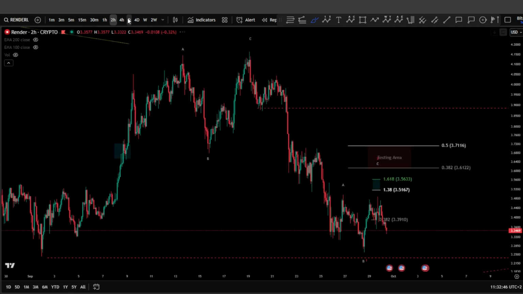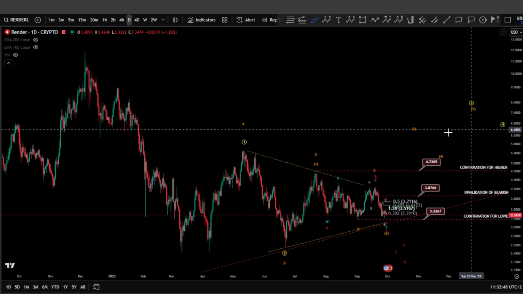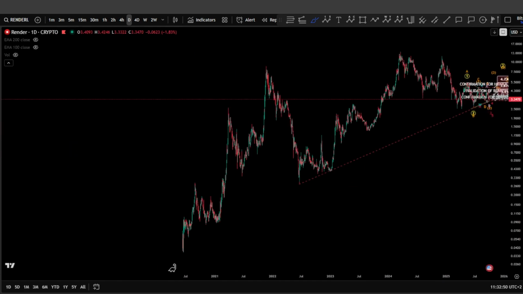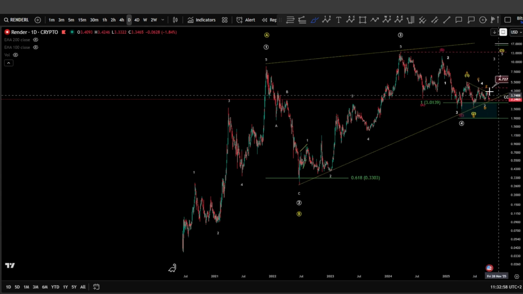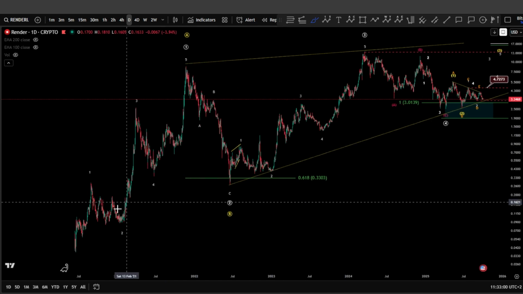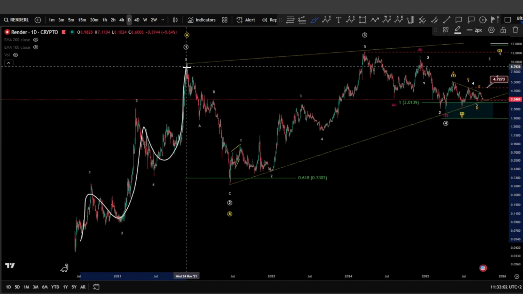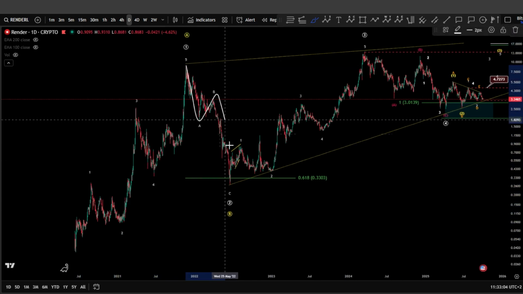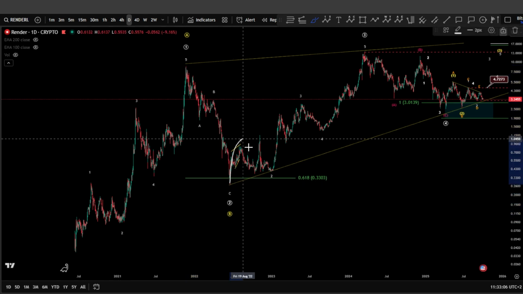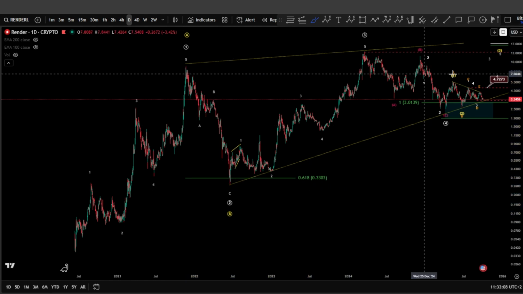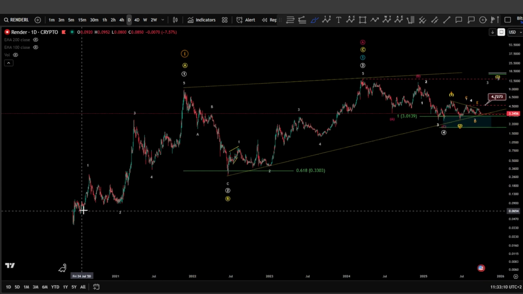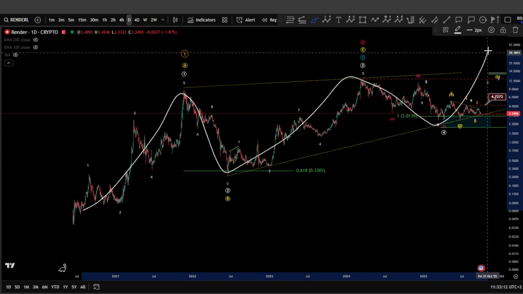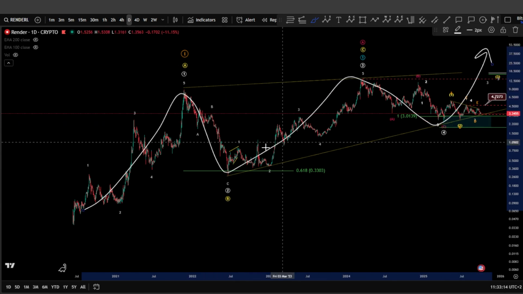Let's move to Render. So for Render on the daily as well, we are looking, of course, at several bullish scenarios. We were expecting a more bullish scenario and still expecting it, but of course, the price action currently doesn't show strength. So we have an impulse 1, 2, 3, 4, 5, wave 1 or a wave A, followed by a correction, wave 2 or a wave B, followed by also an impulse. That means you are in a 1, 2, 1, 2. You're looking for a massive wave 3 toward the upside.